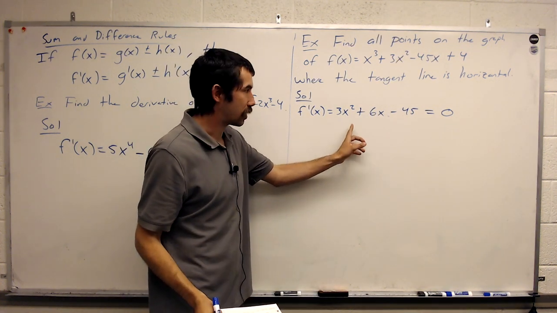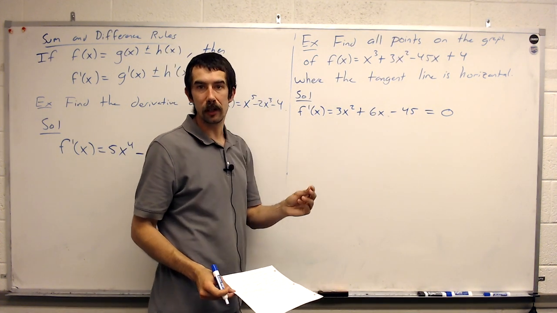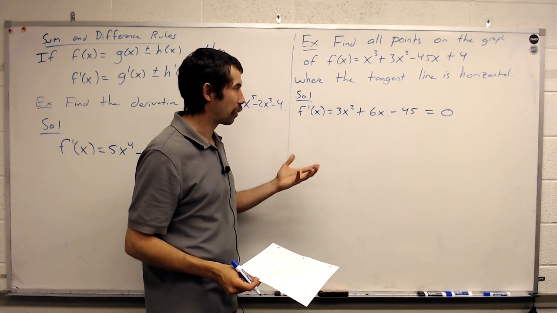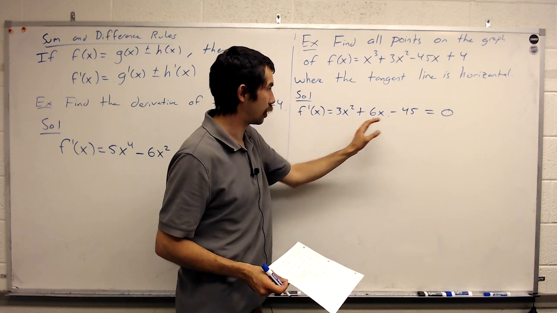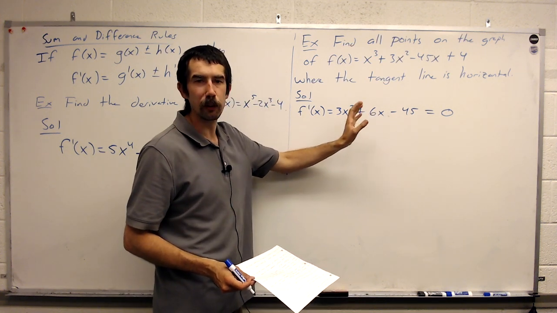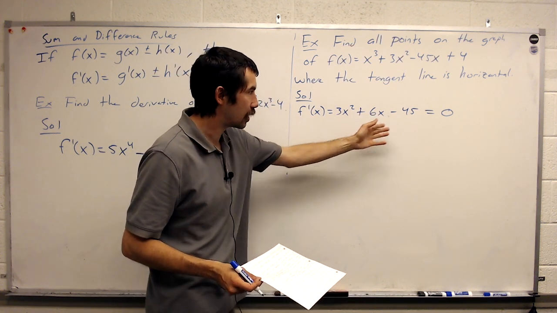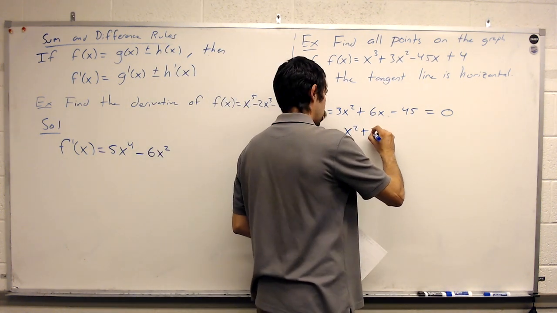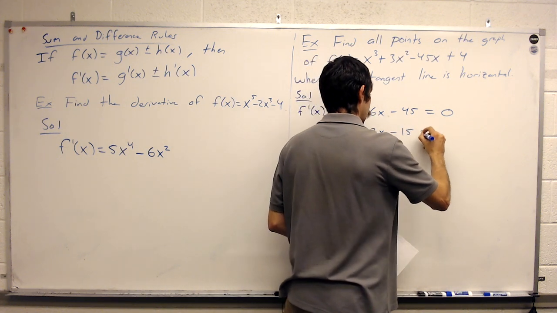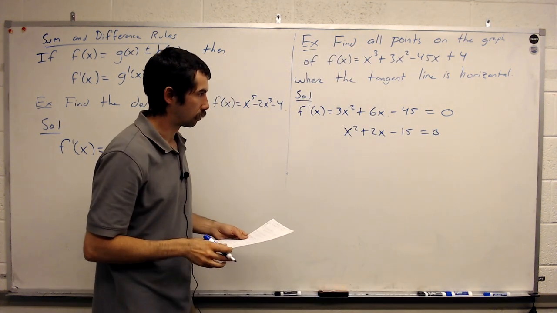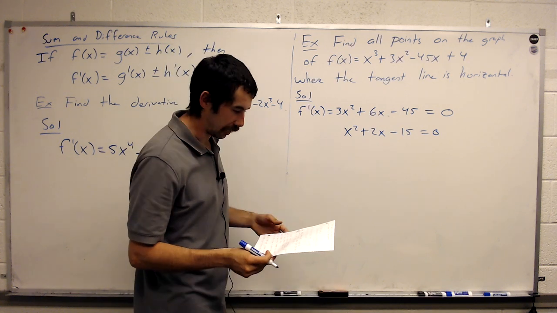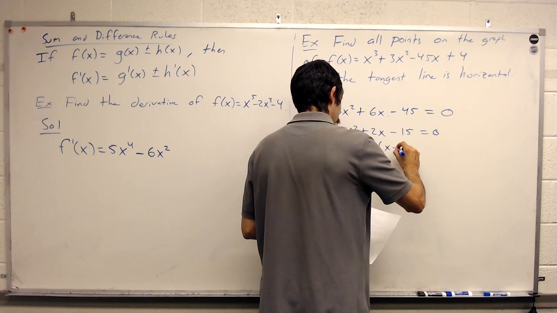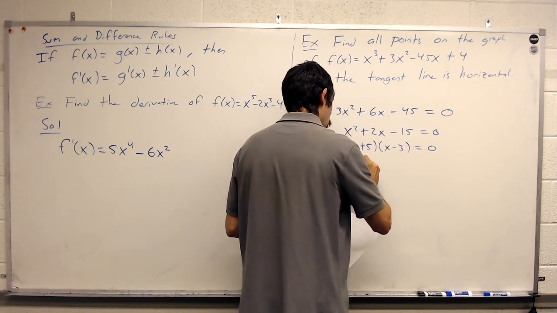All right, so we could solve this. This is a quadratic equation. We could solve this by using the quadratic formula, or we could try to factor. And I'm going to factor here. Notice each term in this quadratic is divisible by 3. So I'm going to divide both sides of the equation by 3. This gives us x squared plus 2x minus 15 equals 0. All right, and now we could factor this pretty easily. This gives us x plus 5, x minus 3 equals 0.